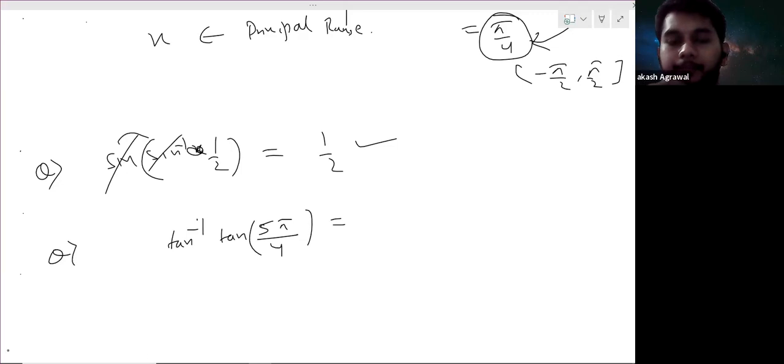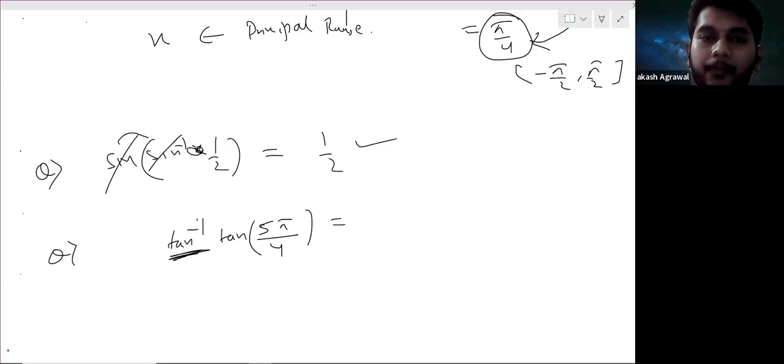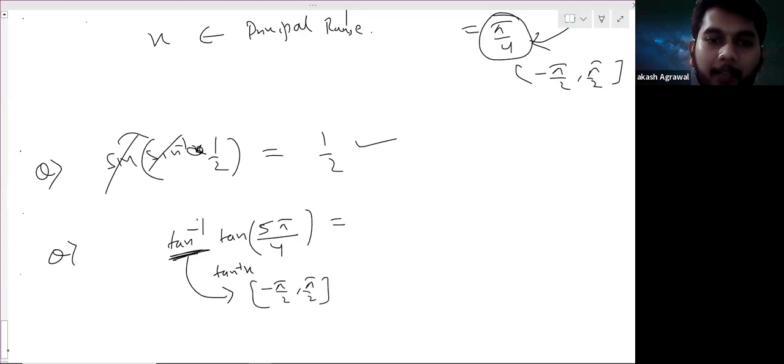ये कितना होगा, 5π/4. नो, यहाँ पर हमें देखना पड़ेगा. देखिए टैन इनवर्स बाहर है ना, सो वी हैव टू रिमेंबर व्हाट इज द आउटपुट और रेंज ऑफ टैन इनवर्स x. -π/2 to π/2. वेरी गुड. Fine. डज 5π/4 lie between this? No.